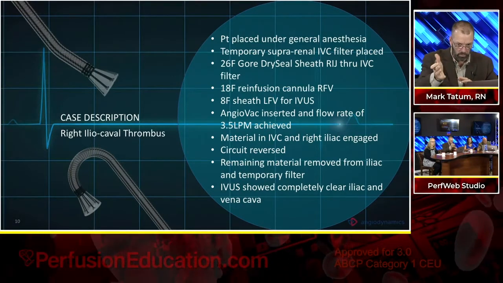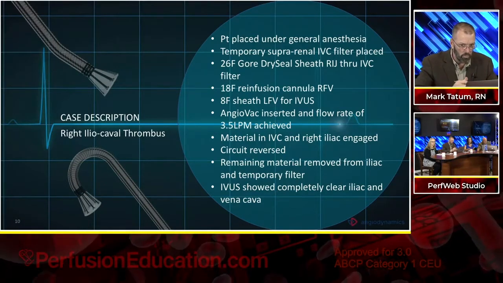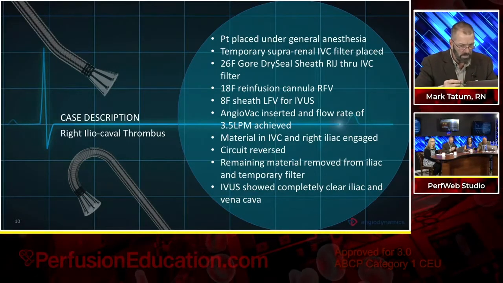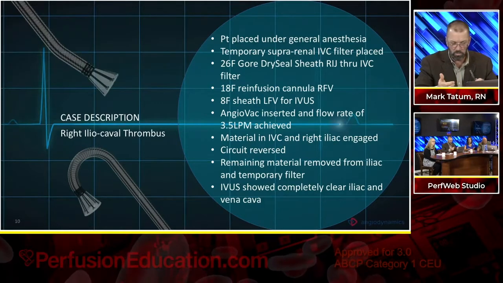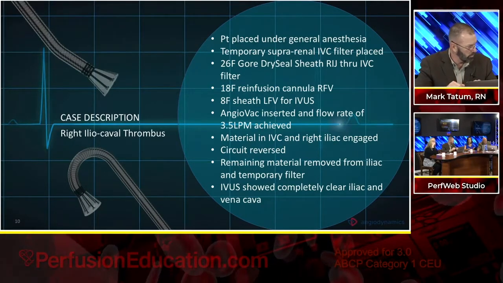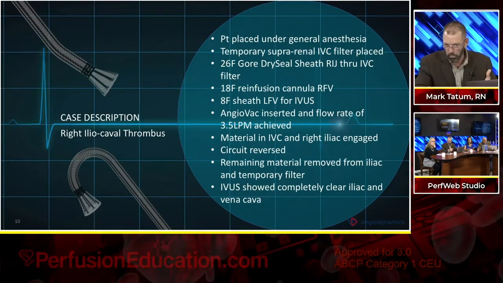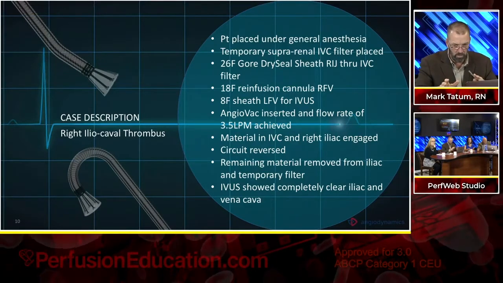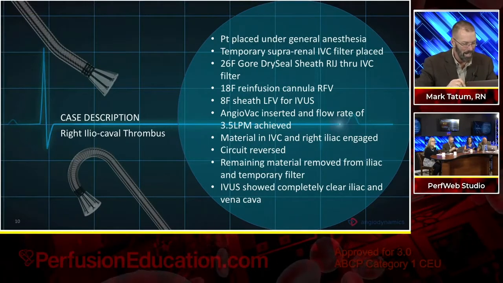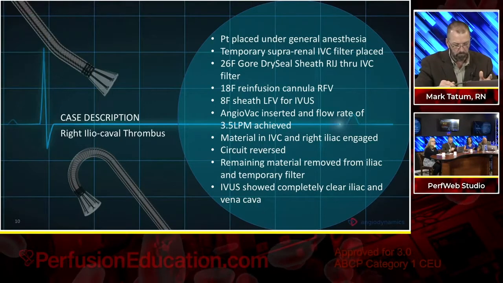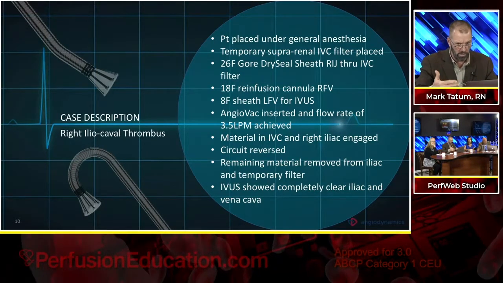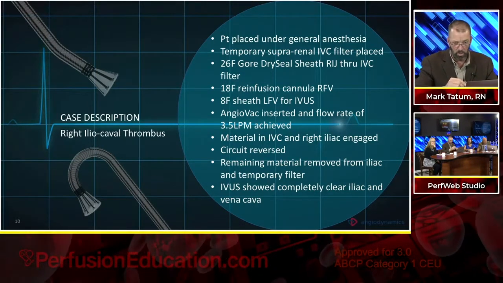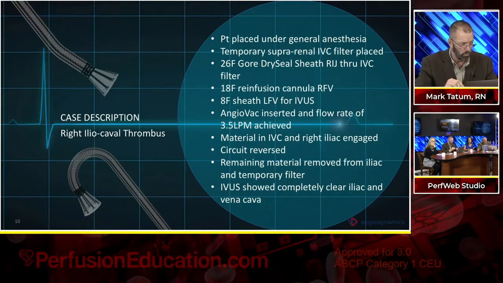So with this one, an 18 French reinfusion cannula, I will say that the reinfusion cannula we recommend to be used is an arterial reinfusion cannula, shorter, relatively good for percutaneous access, to be placed over a stiff wire, and it works very, very well for us to be able to get our flow rates, which our goal is between 3 and 5 liters per minute.